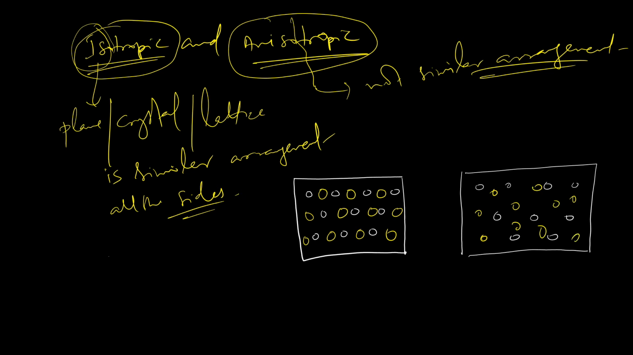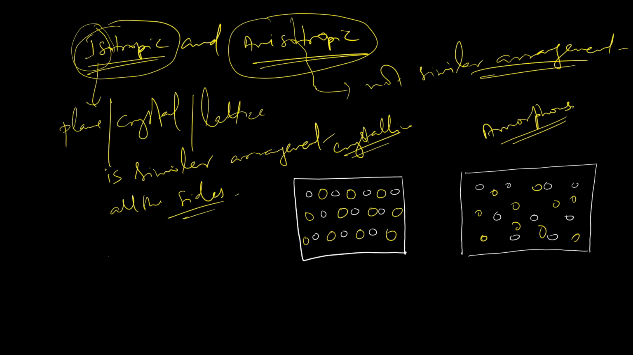Now you see there are two types of solids: one is crystalline and another one is amorphous. In a crystalline solid everything will be well arranged, in a long-range form the molecules will be arranged. In an amorphous solid, it is an irregular arrangement.